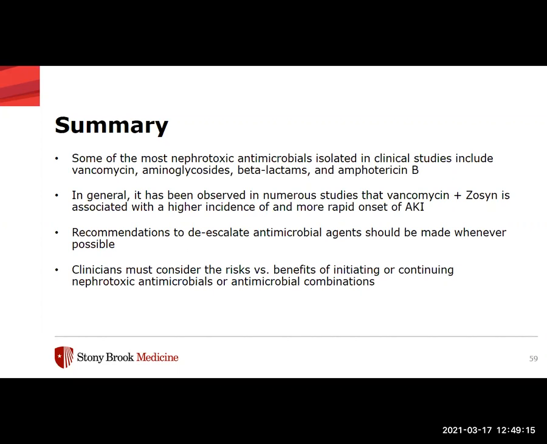And then finally, through all of this, we recall that pharmacists do play a vital role in making recommendations to switch or de-escalate antimicrobial agents, as well as in weighing out the different risks versus benefits of initiating or continuing certain nephrotoxic antimicrobials, especially in individuals who may be at higher risk of developing nephrotoxicity.